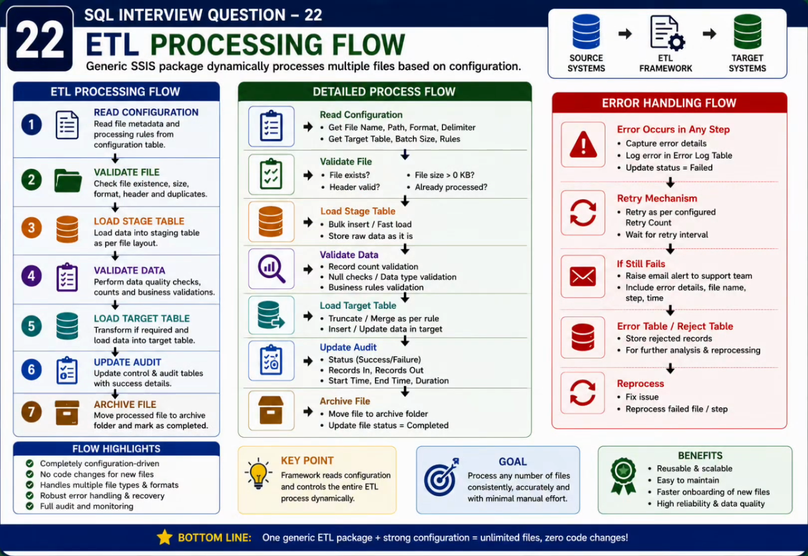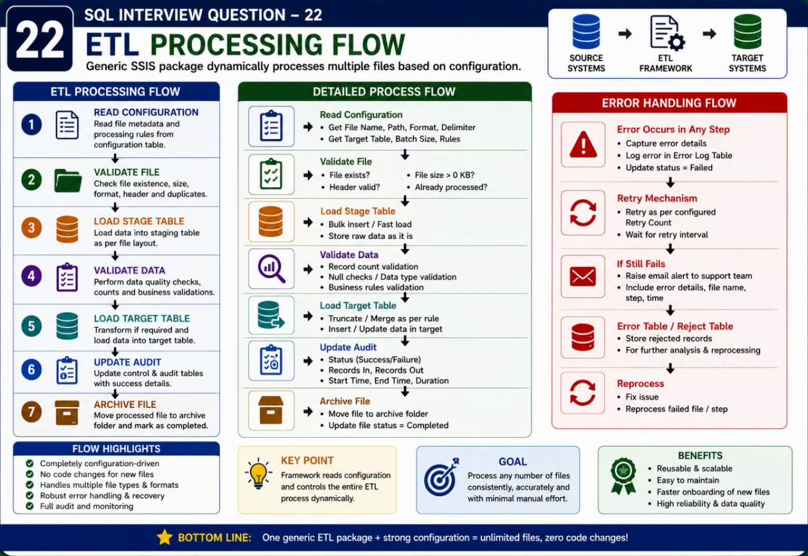First, the package reads the configuration table. Then, based on the configuration, it identifies which files are active and ready for processing. Next, it validates the input file. It checks: does the file exist, is the file size greater than 0, is the header correct, and has this file already been processed? Only after successful validation does the package continue. Next, the data is loaded into stage tables.